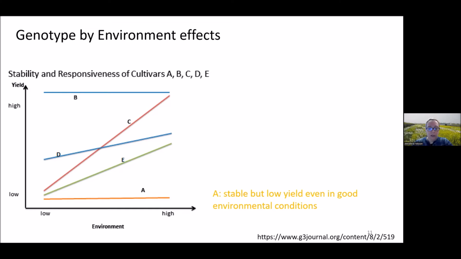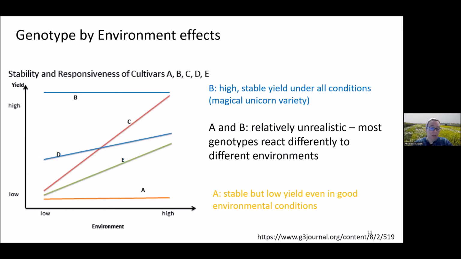Here, with these cultivars, we have cultivar A, which is stable but has low yield even in good environmental conditions. So this is not really an optimal cultivar to choose. And we also have cultivar B, which is a high stable yield under all conditions. This is what we want, but this is probably a magical unicorn variety. This is not necessarily something we would see. Actually, A and B are relatively unrealistic because most genotypes react differently to different environments.